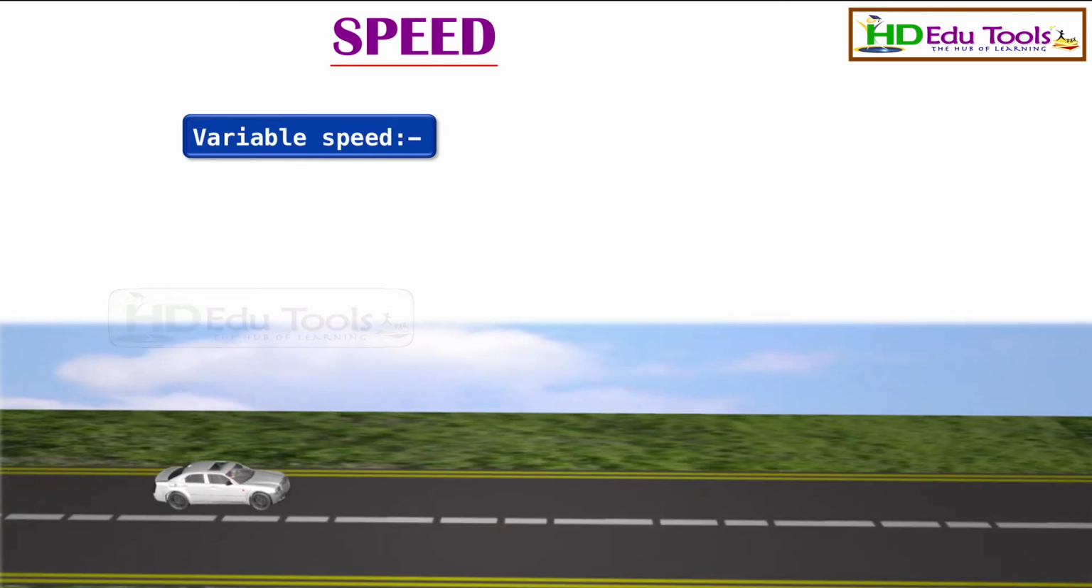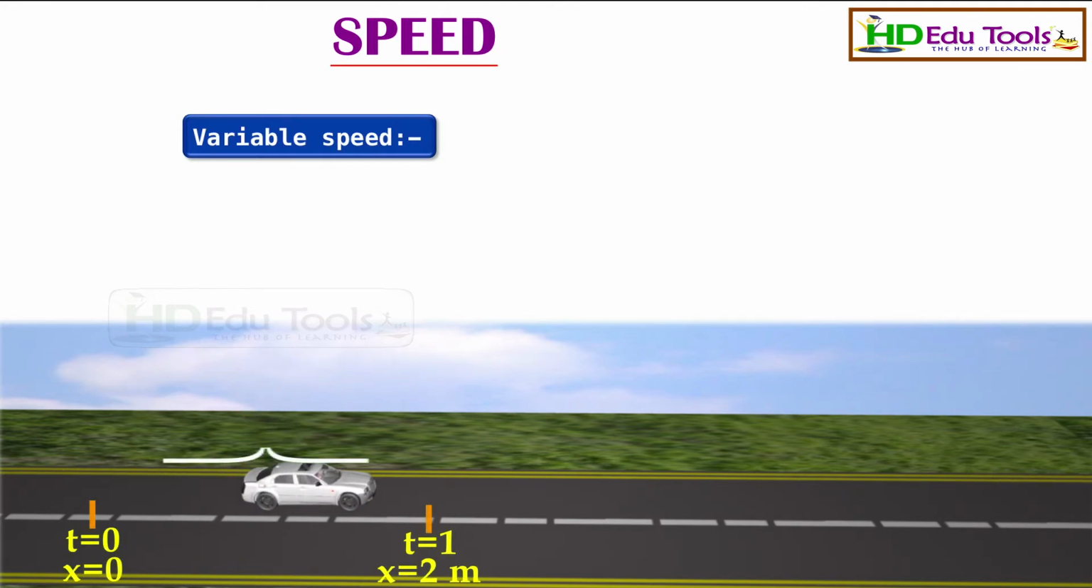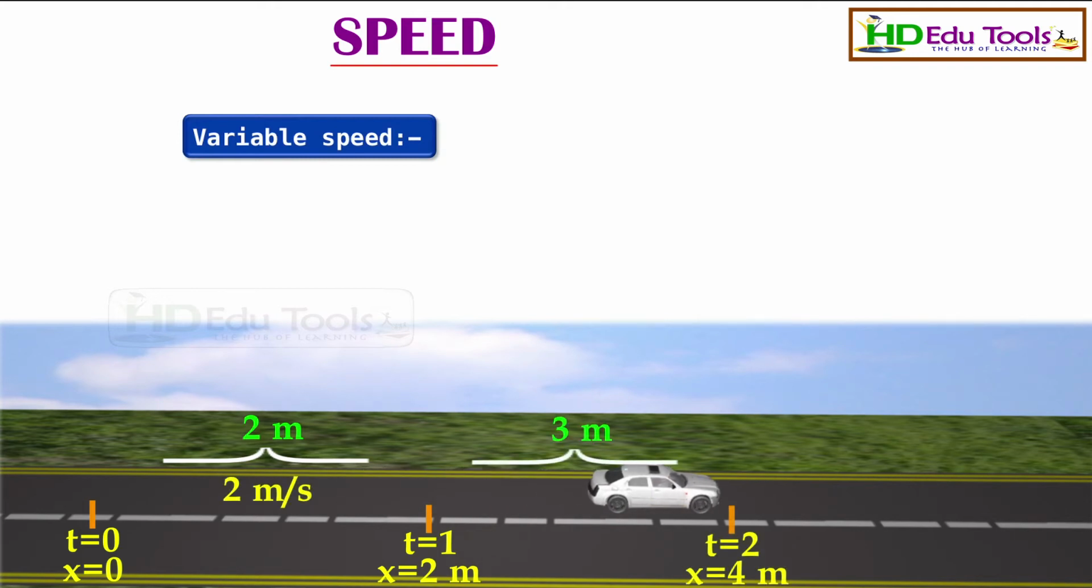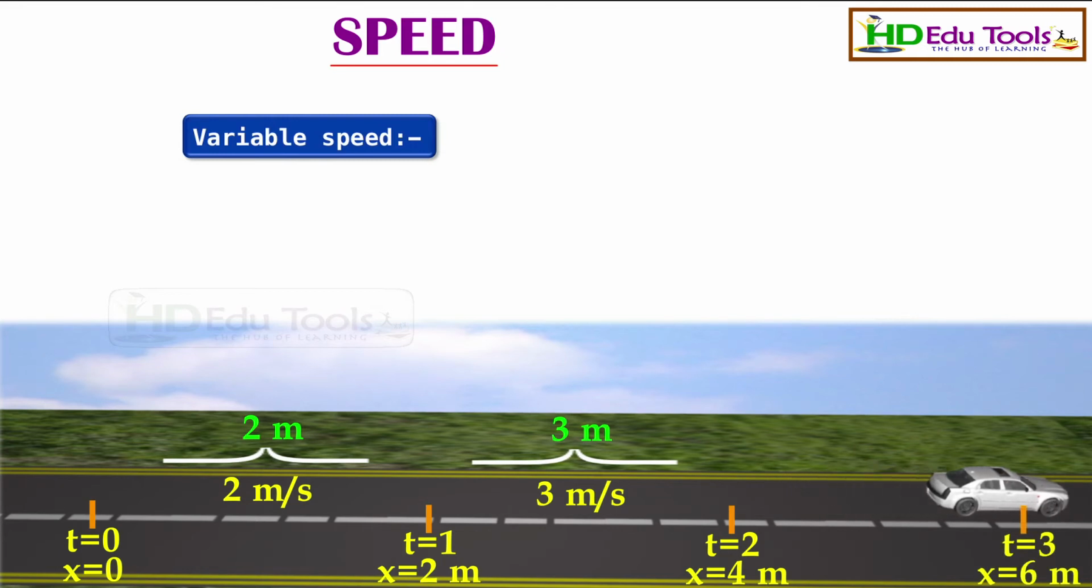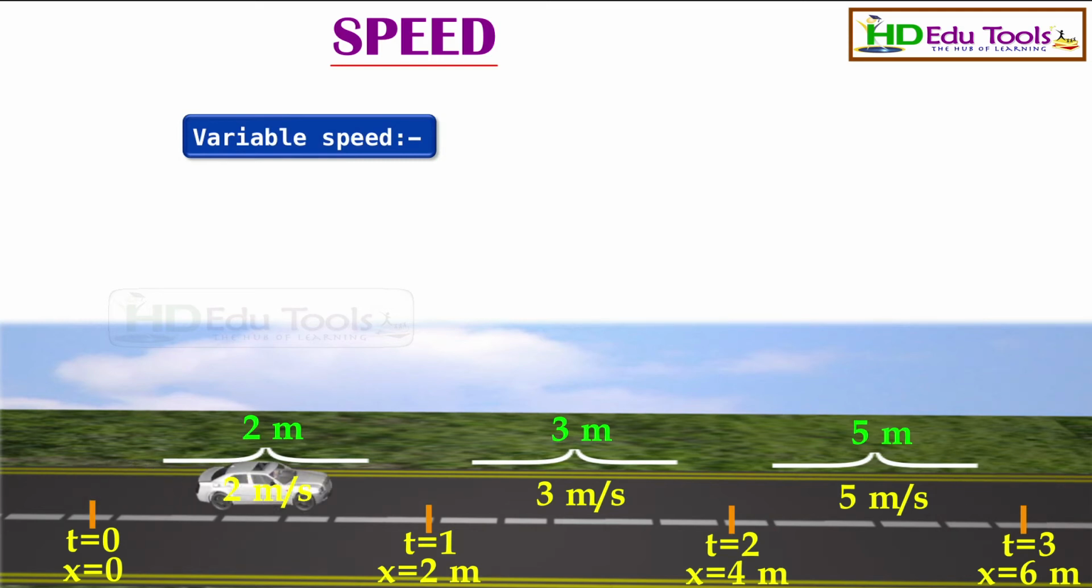Suppose we consider a moving car as shown in the figure. Let us consider during the first second it travels a distance of 2 meters. During the second second it travels a distance of 3 meters. During the third second it travels a distance of 5 meters, etc. In this case, the car travels unequal distances in equal intervals of time.